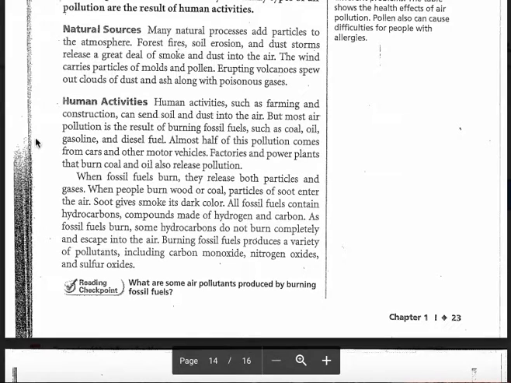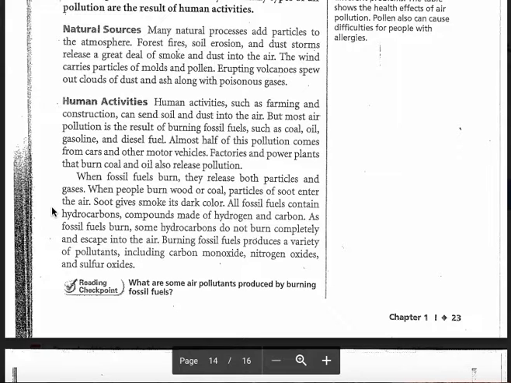Now, this section is going to talk about human activities and how they contribute to pollution. Human activities such as farming and construction can send soil and dust into the air. But most air pollution is a result of burning fossil fuels such as coal, oil, gasoline, and diesel fuel. Almost half of this pollution comes from cars and other motor vehicles. Factories and power plants that burn coal and oil also release pollution.